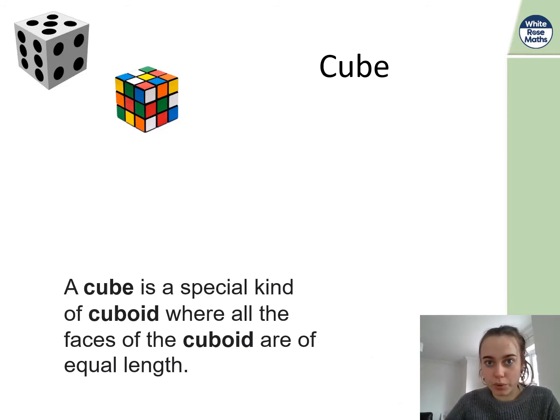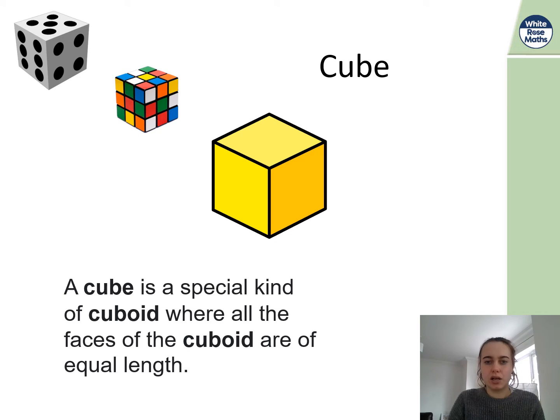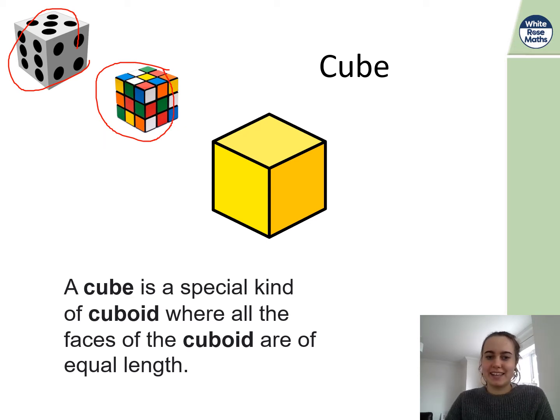If a cuboid only has square faces, we call it a cube. So a cube is actually a type of cuboid. But a cube is when all the faces are square. So every line is the same length on the cube. So in real life, we might have a dice that's a cube shape, or a Rubik's Cube. That is, of course, a cube shape.